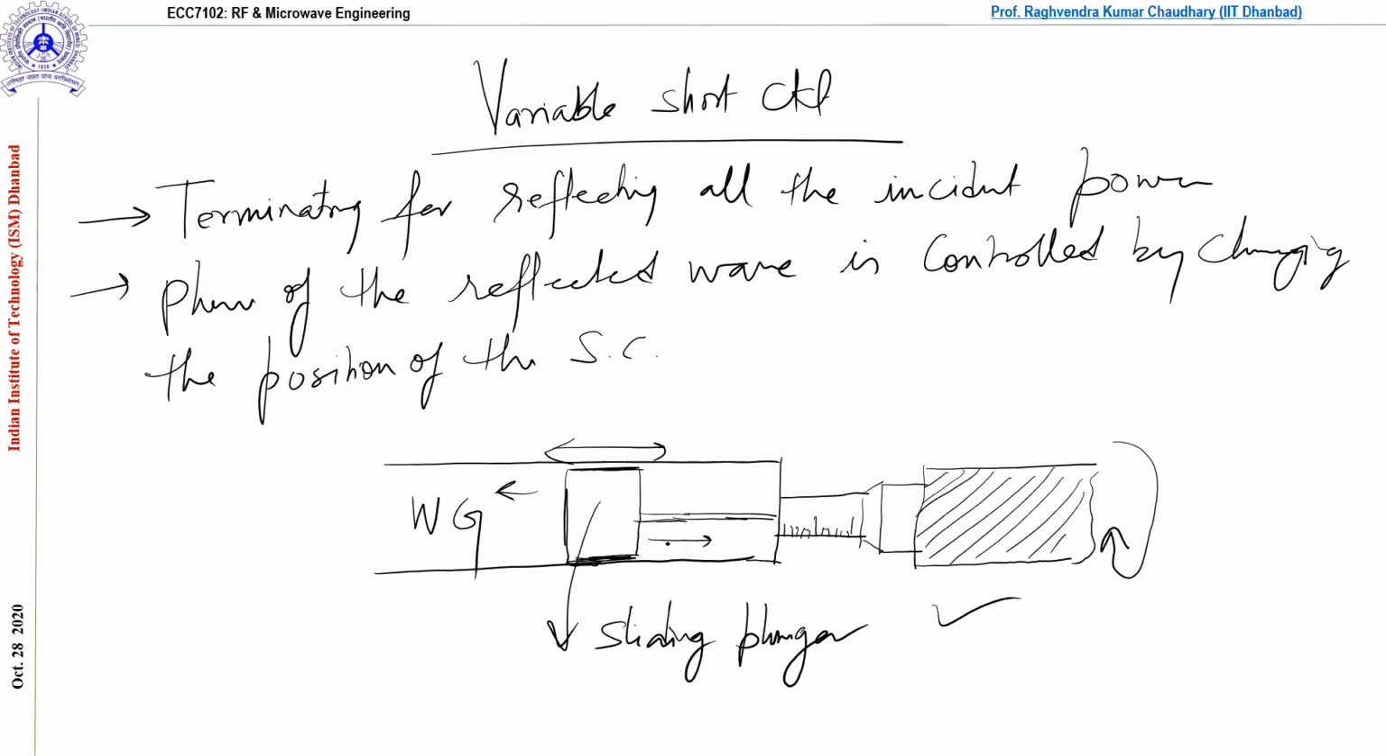So let us try to understand the circuit of this variable short. There is one more thing: due to the power leakage because of this gap, the reflection coefficient is less than unity. Now let us talk about its equivalent circuit. Later on we'll see how we can improve the short circuit, but first we'll try to understand these things.